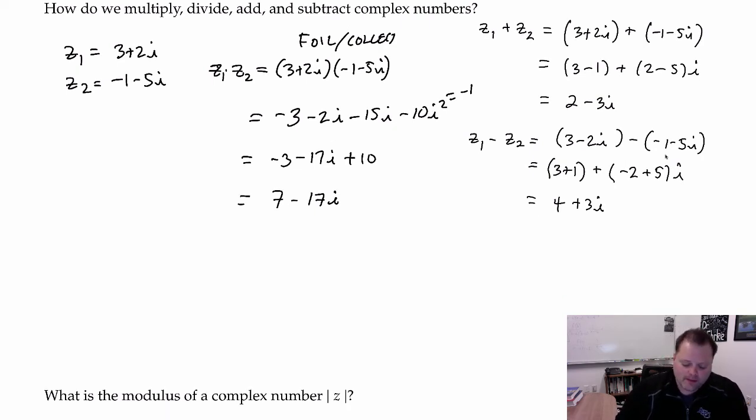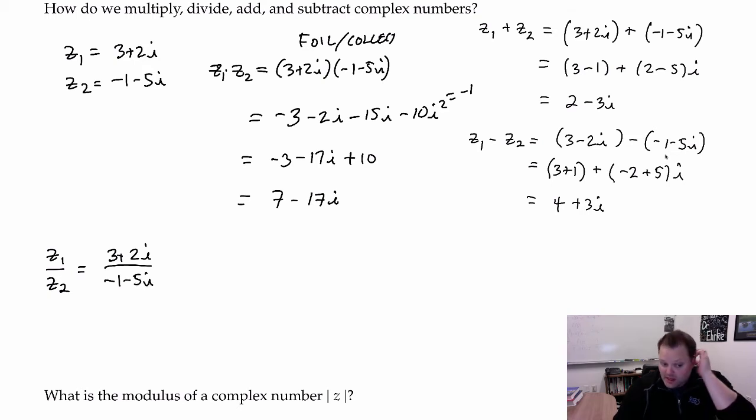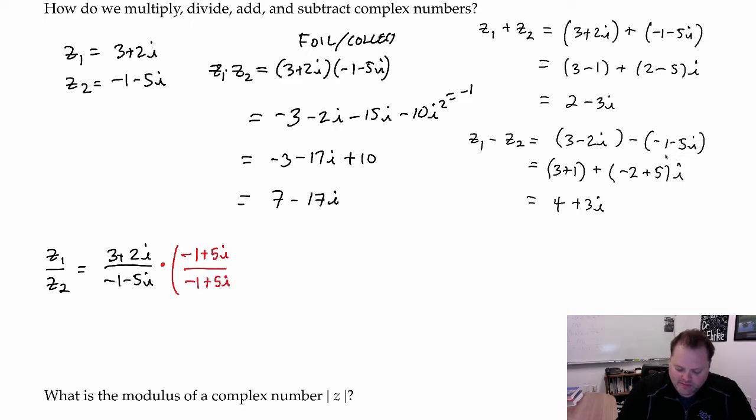Finally, the most interesting one is division. So division here, you're going to take 3 plus 2i and you're going to divide it by negative 1 minus 5i. It turns out that the best way to handle division is multiplying by the conjugate. So if you multiply by the conjugate of the denominator, that's negative 1 plus 5i divided by negative 1 plus 5i.